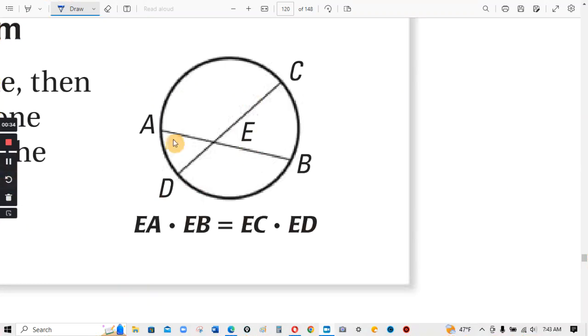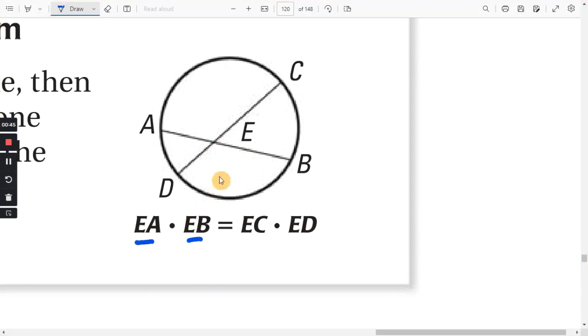So here we have two chords intersecting inside a circle. They intersect at point E, and the equation is EA times EB, which is going to be this times that, and that equals EC times ED, which is this times that. So you just multiply the two segments of one chord, set it equal to the product of the two segments of the other chord.